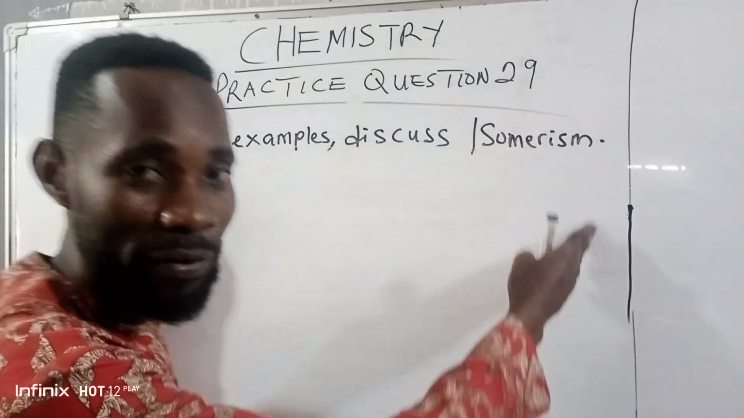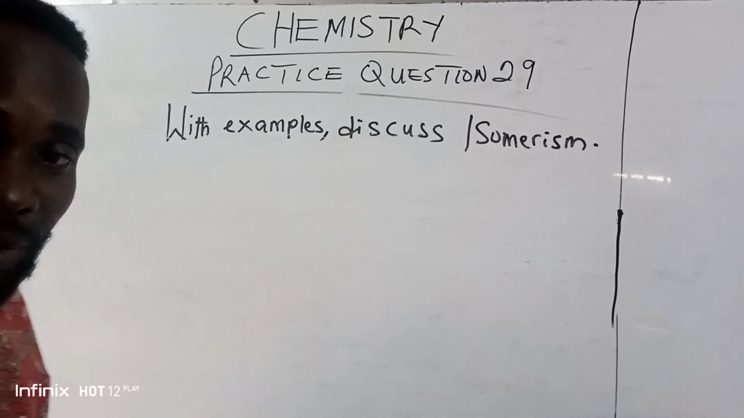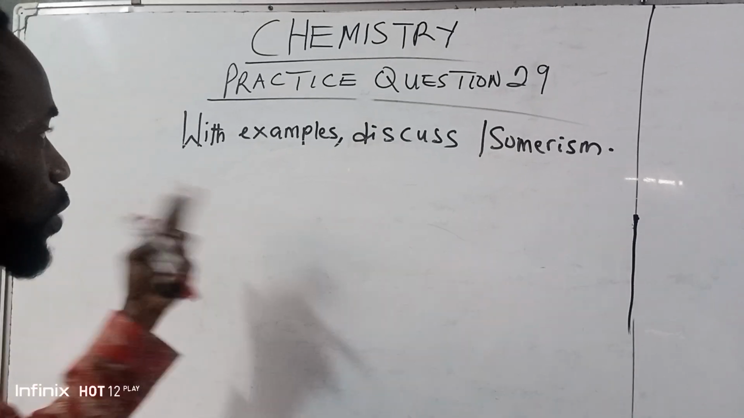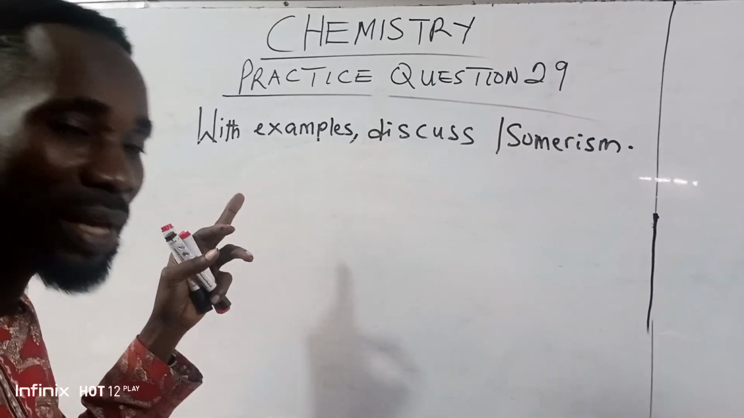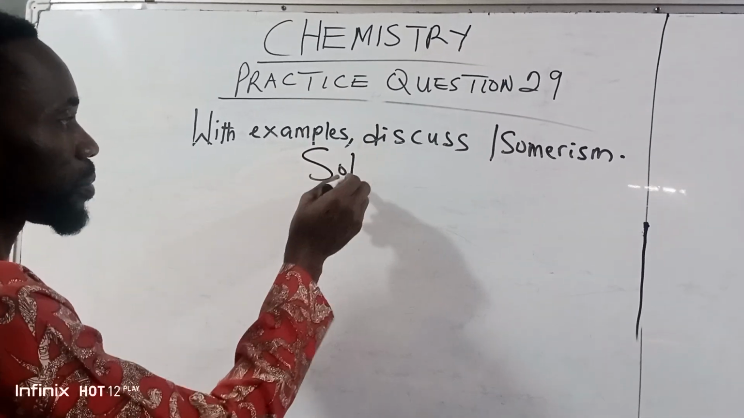Today, we are going to take a look at a very simple problem in chemistry. With examples, we should discuss isomerism. Now, let's do this together. Isomerism.